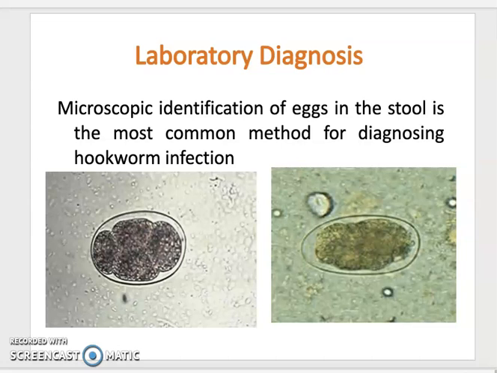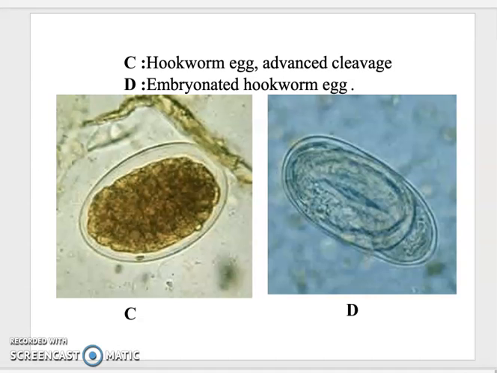And these are the diagnosis of this type of hookworm. Microscopic examination of the fecal matter shows the presence of hookworm eggs, and these are eggs with advanced cleavage. Here the multiple cells you can see, and here there is an embryonated hookworm inside the egg chamber.